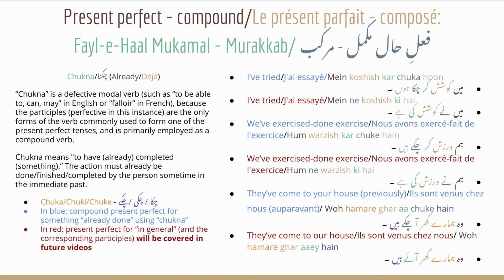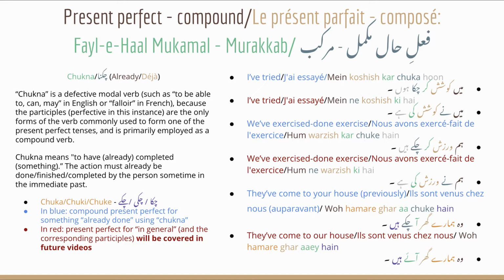And you have to use the participles perfective in this instance, and they are the only forms of the verb commonly used to form one of the present perfect tenses, and is primarily employed as a compound verb. So it means to have already completed something, and the action must already be done, finished, or completed by the person sometime in the past, but more of the immediate past. So the participles are chuka, chuki, and chuke.